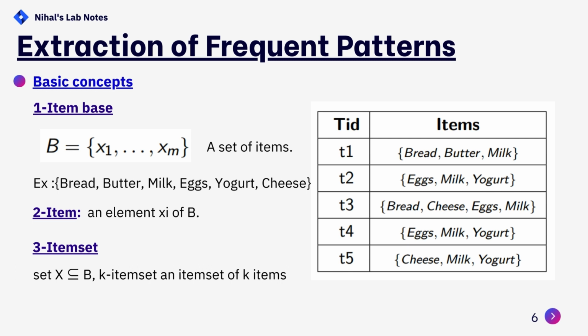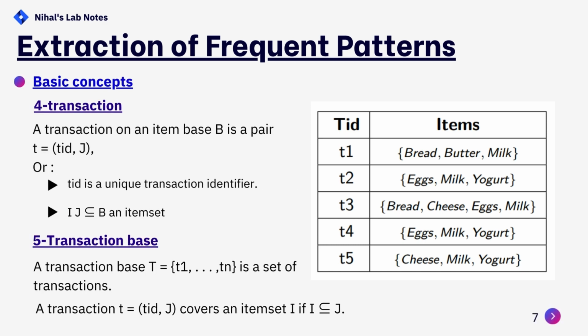As you see here in this table, we have TID and items, two columns. The first column represents the transaction, and the second represents the items. Now we know what an item base, item, and item set are. Now let's move to transaction. What is exactly a transaction?